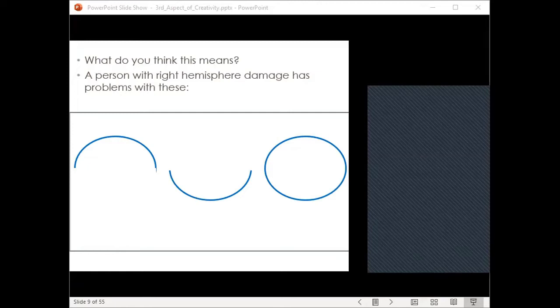They could envision the image on the far left. Right? They can envision the image in the center, but when you ask them in their mind's eye, could you put the two together and envision them making a full circle, they had trouble. Okay, think about what that might mean for what that right hemisphere does for us.